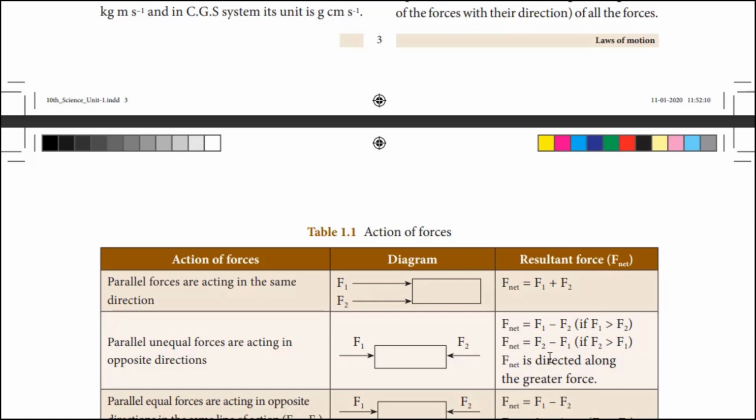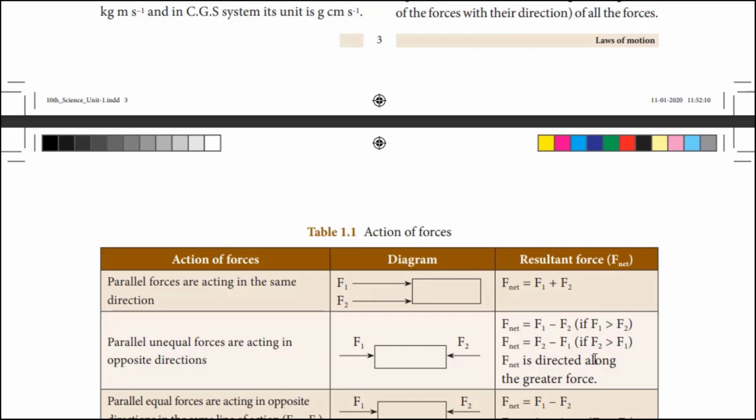If F2 is greater, use F2 in the first place. For example, F1 is 5 Newton and F2 is 3 Newton. Which one is greater? 5 Newton is greater. So 5 minus 3, that is 2 Newton.